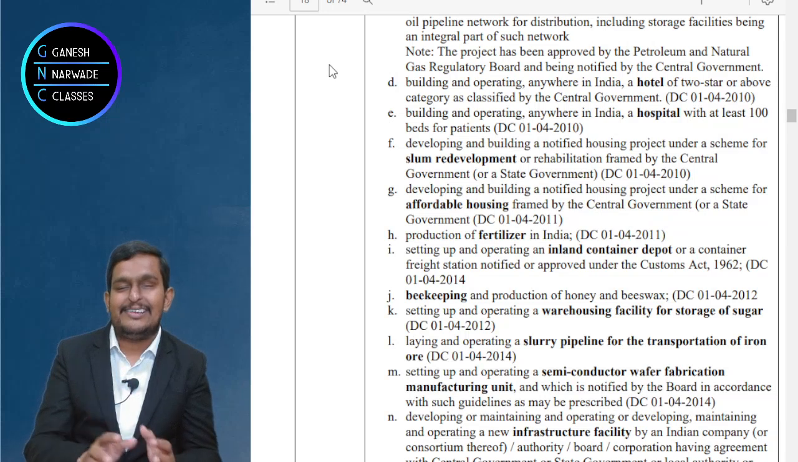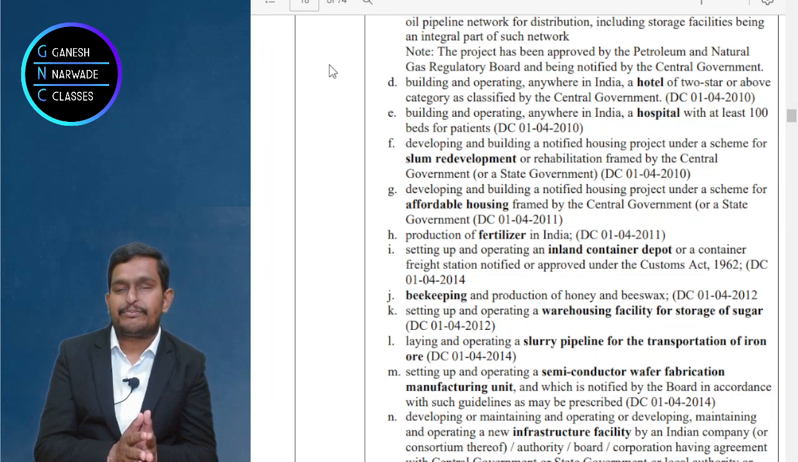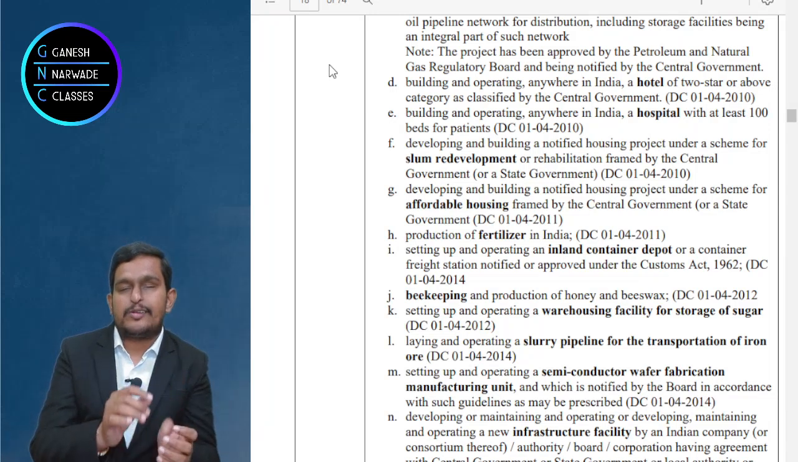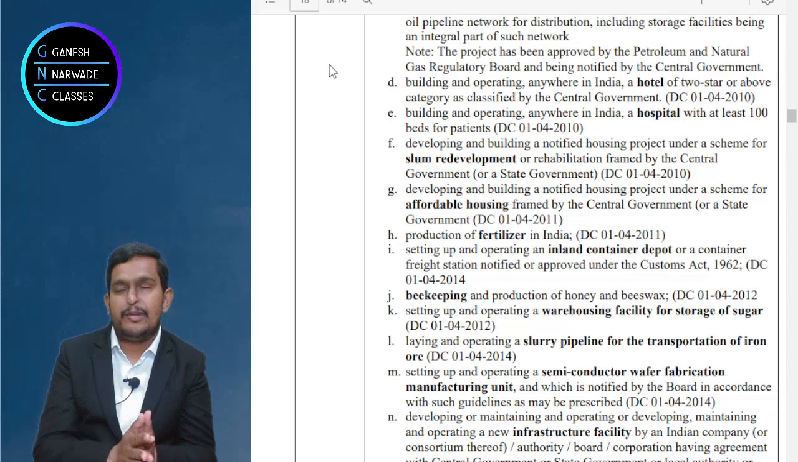Then supply of fertilizers is there. Honey beekeeping is there. What I said? Supply of fertilizers, honey beekeeping related business is there. Beeswax related businesses. Inland container depot, freight stations are there. Such businesses can also be there. Then you have to remember a warehouse for storage of sugar. Are you able to connect?